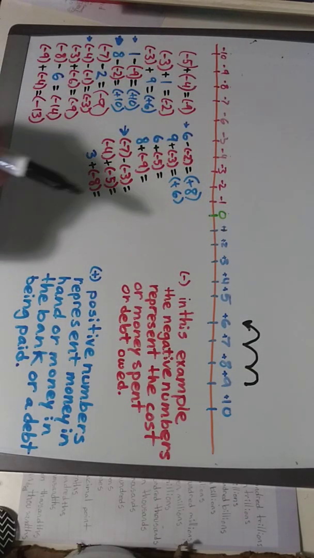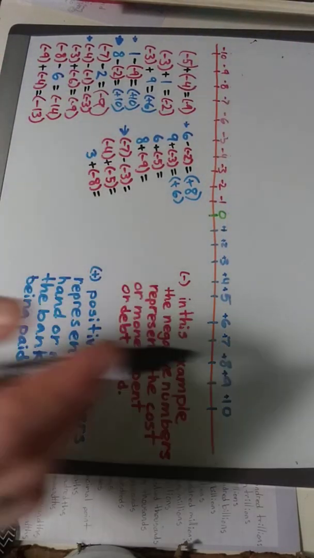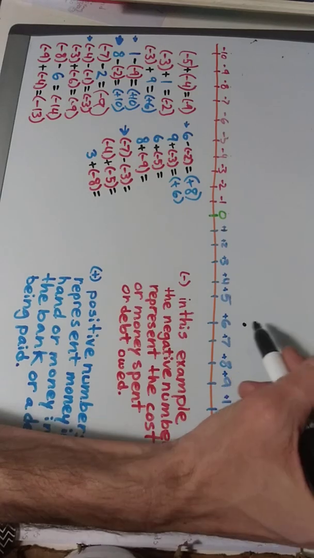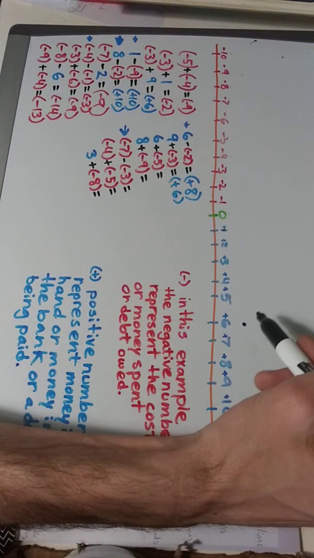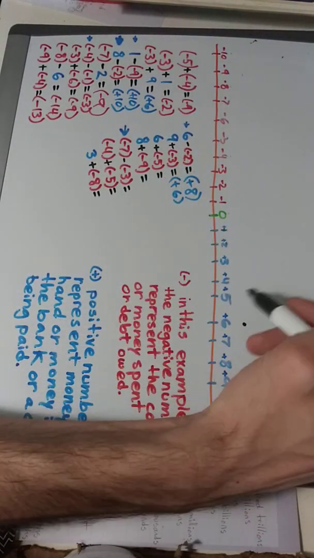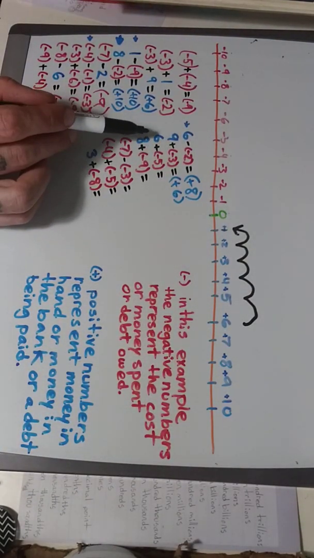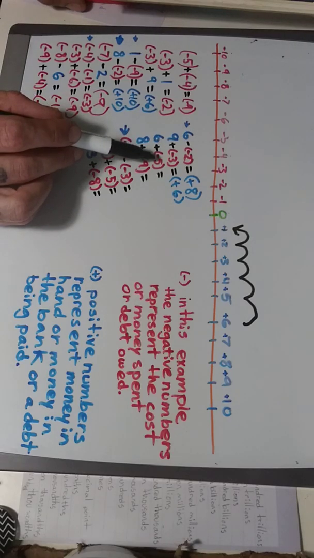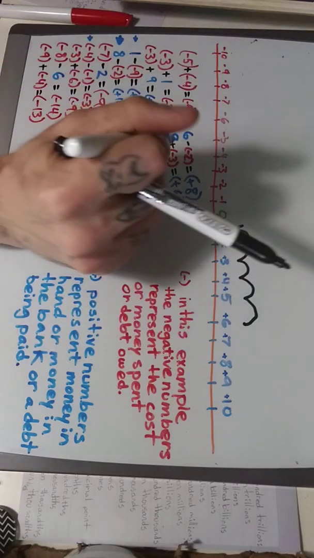So for our next equation, we're at positive 6, and then we're going to add negative 5. So we're adding a debt of 5 to our 6. So 1, 2, 3, 4, 5. And that positive 6 plus negative 5 will equal positive 1.